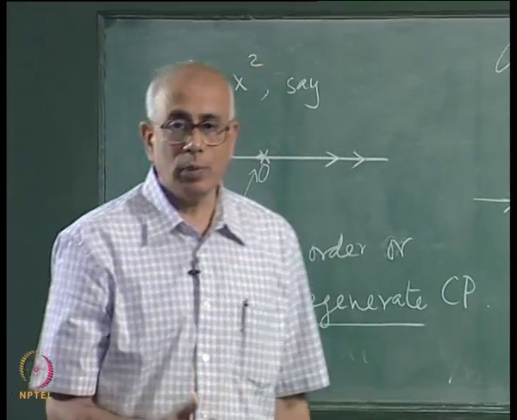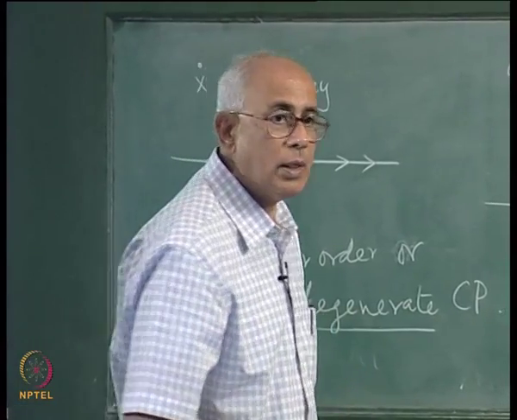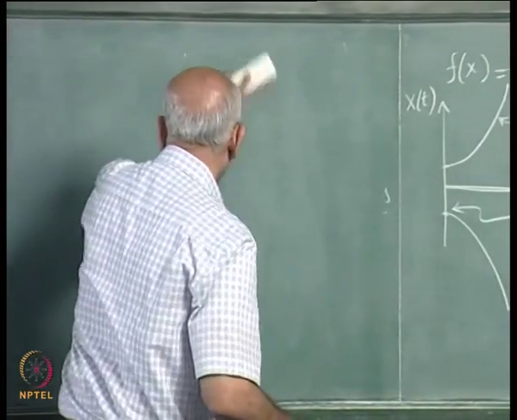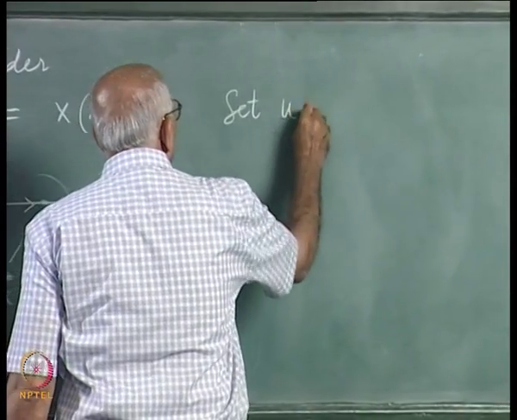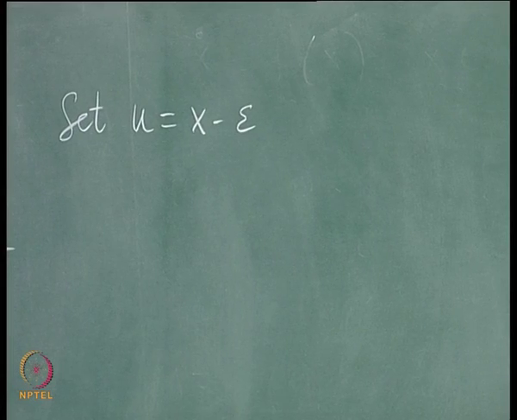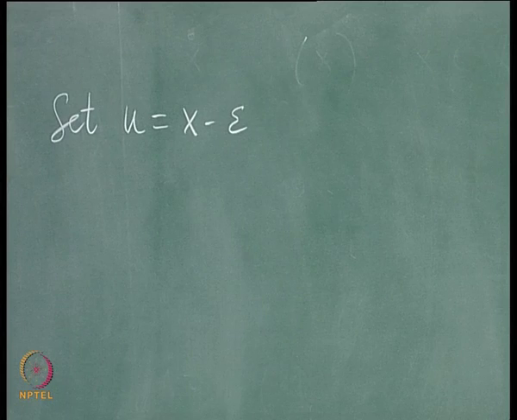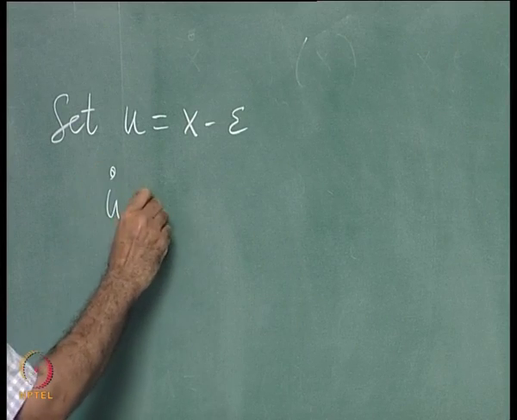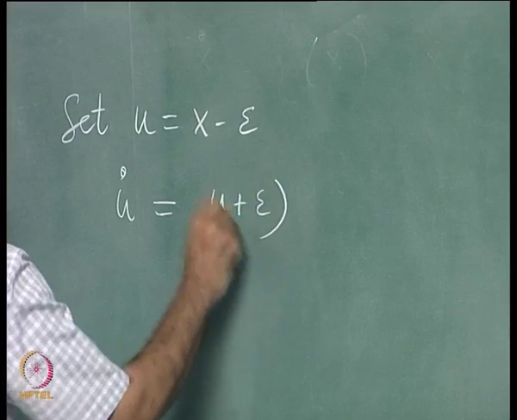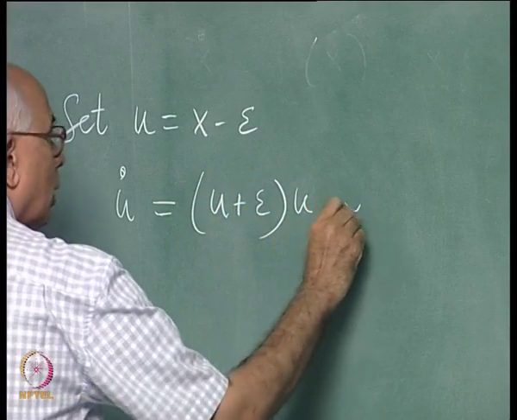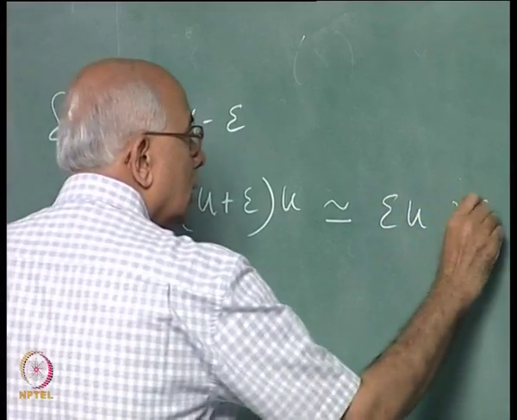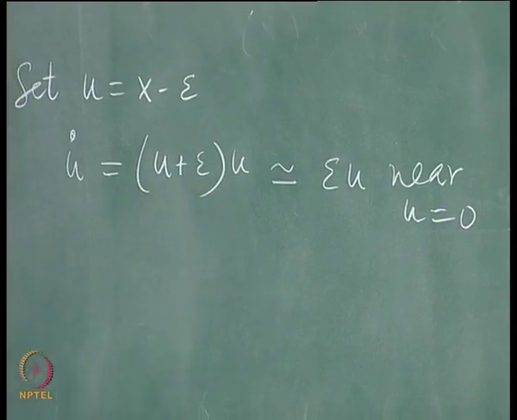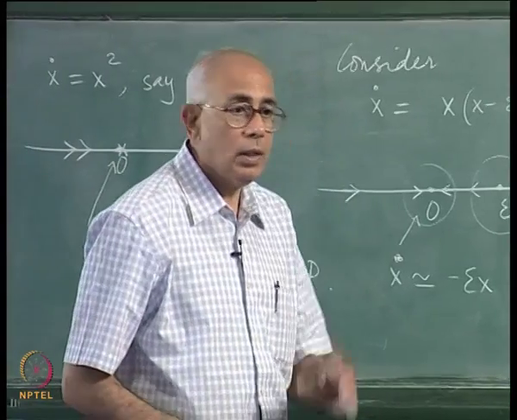One would have to linearize the problem near x equal to epsilon, and that is going to be a big tool in our analysis of critical points. We would linearize the flow near this point by simply shifting to that point. So let us set u equal to x minus epsilon. So x equal to epsilon has been shifted to u equal to 0, and in this plane the equation becomes u dot equal to x is u plus epsilon times u itself is approximately equal to epsilon u near u equal to 0. So once again I neglect the quadratic term and the linear term is epsilon u near u equal to 0.